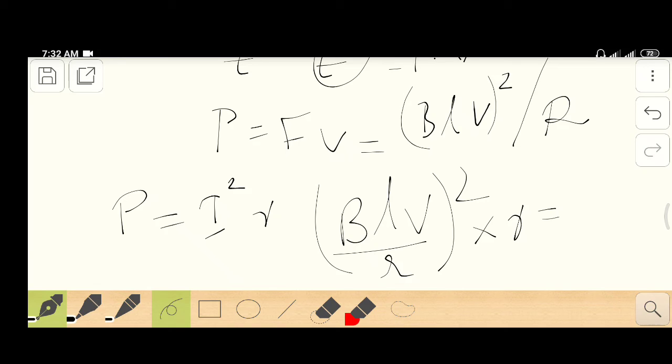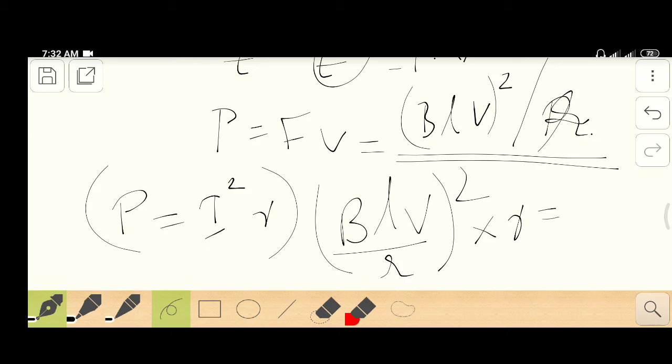Here this exerted energy, or the power, is equal to (BLV) the whole square by R. And using the equation for obtaining the heat energy in the current carrying conductor, that is P is equal to I square R, substituting the values we have found, the heat energy value also will be equal to (BLV) the whole square by R. So both are identical, we can say both are identical.